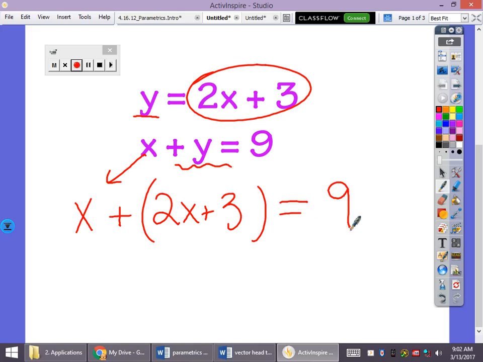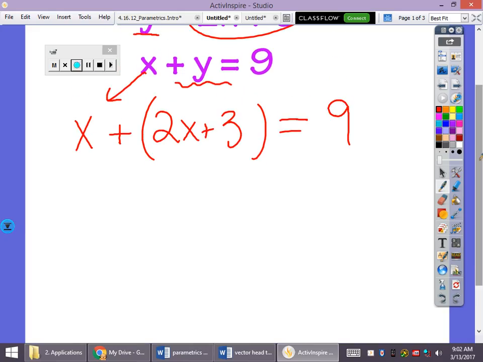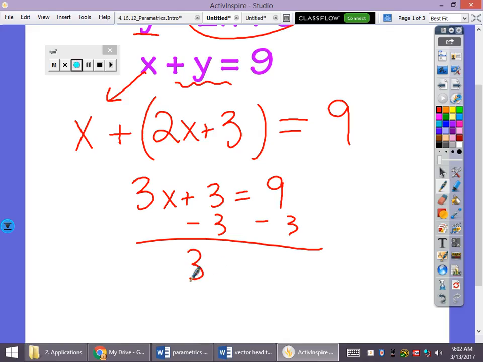Now what can I do? Combine like terms. So x plus 2x, 3x plus 3 equals 9. Keep talking me through it. Subtract 3. 3x equals 6. Therefore, x equals 2. 6 divided by 3 is 2, not 3. All right, so if x is 2 and 2 plus y is 9, what is y? 7. Okay.